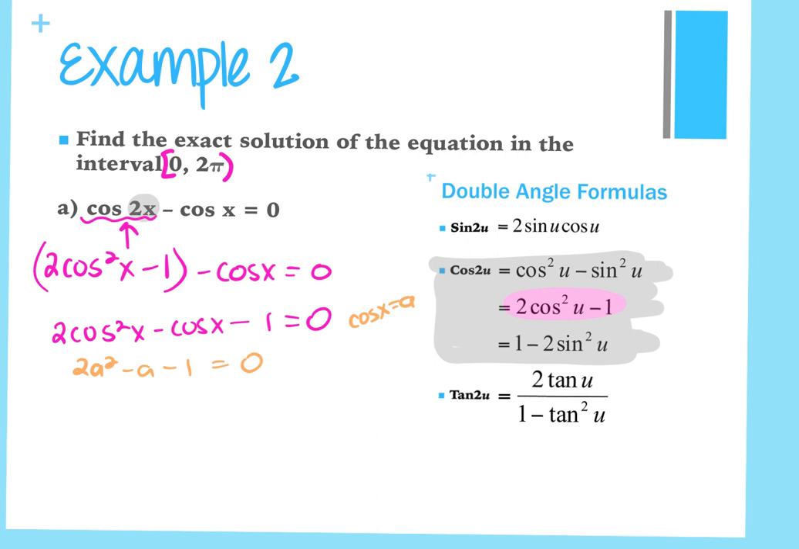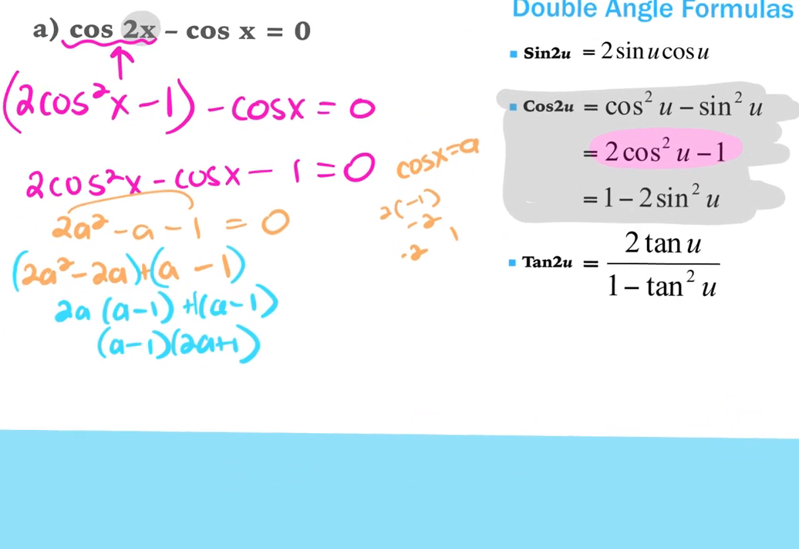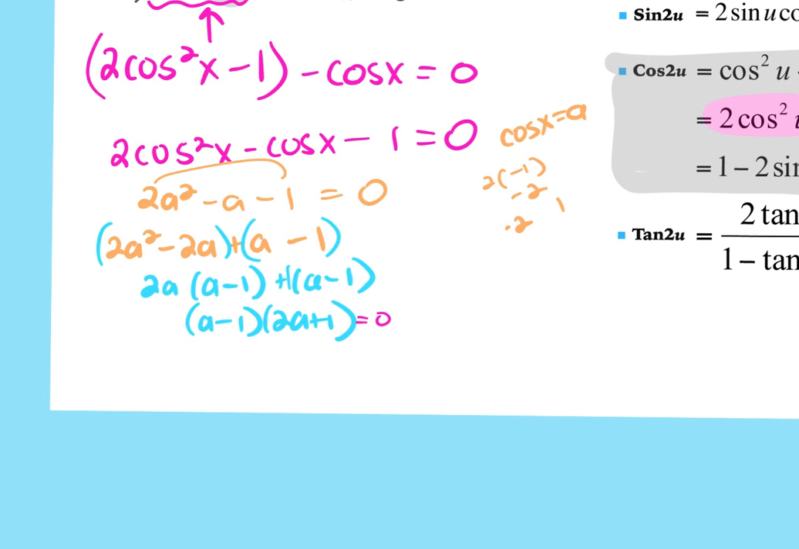So if I did first times last, because that's how most of you do it, there'd be 2 times negative 1. The product of that is negative 2. Factors of that that sum to negative 1 would be negative 2 and positive 1. So I replace the middle term with those two. And then I factor by grouping. 2a times a minus 1 plus a minus 1. And the 1 goes here, and I get a minus 1 and 2a plus 1. And then I split and solve. And I get a equals 1, 2a equals negative 1, and a equals negative 1/2.